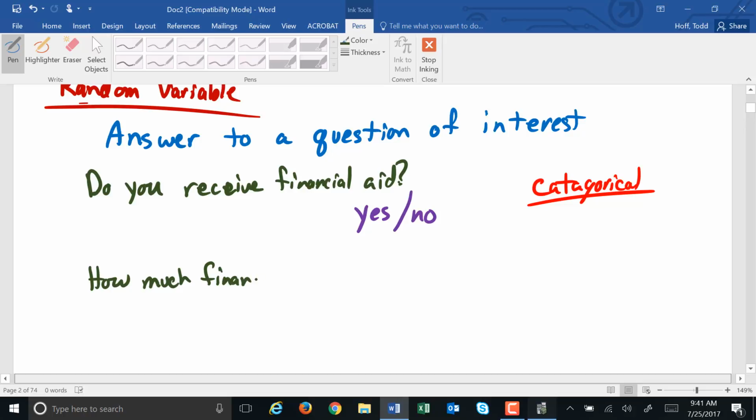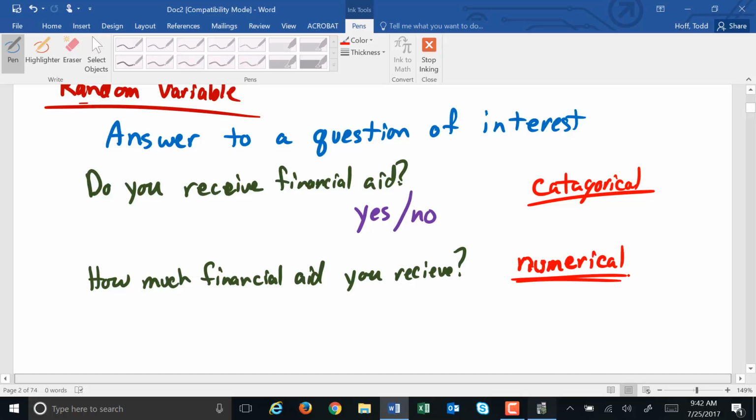If I ask how much financial aid you receive, that is a numerical question. It's creating a numerical random variable because the answer to that question is going to be a number. Now, if you don't receive financial aid, that number might be 0, but it is still going to be a number.